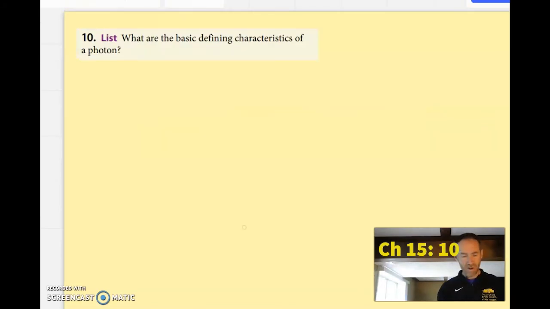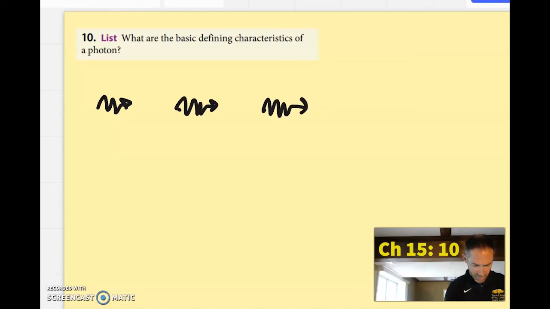Number 10 talks about what is the basic defining characteristics of a photon. Well, when I draw a photon, we know that it's supposed to be a little particle of light, but it still has wavelength and so forth too. So I always like to draw just like a little wavelet kind of thing like this. And so these are my photons, and I'm not the only one that draws them like that, but there are other ways too. Sometimes people draw them as little specks or things like that. Nonetheless, there's our photon. It has 2 defining characteristics.